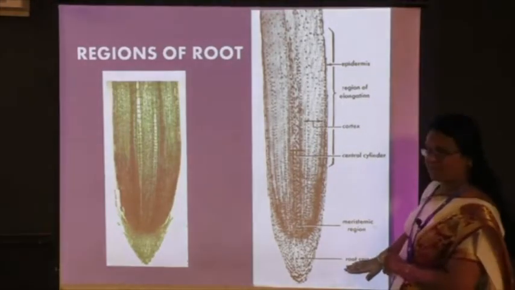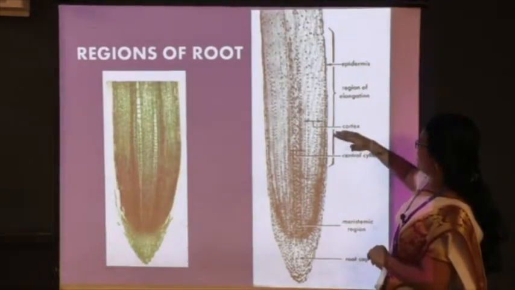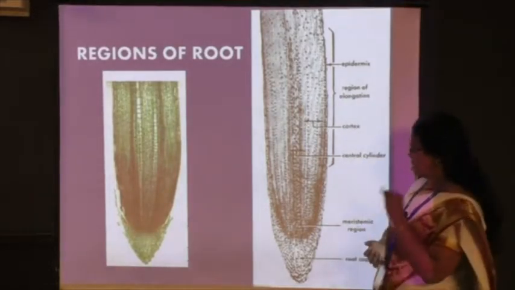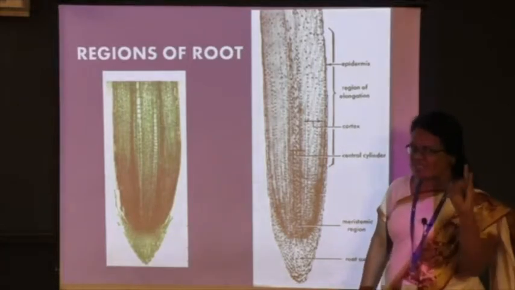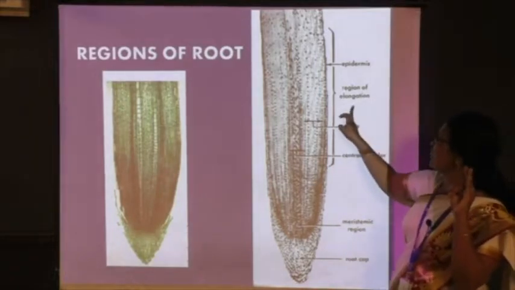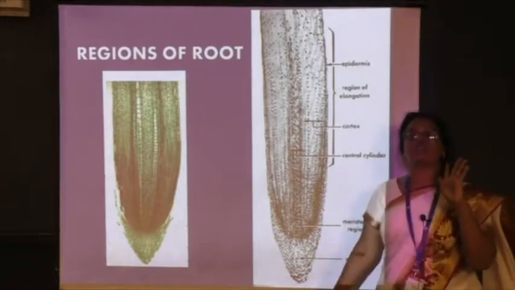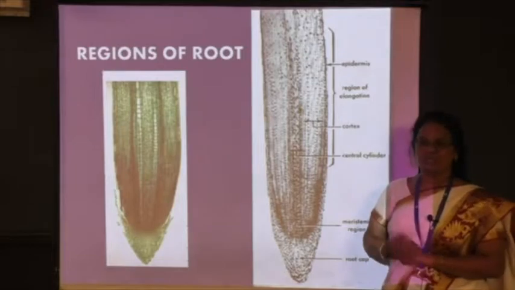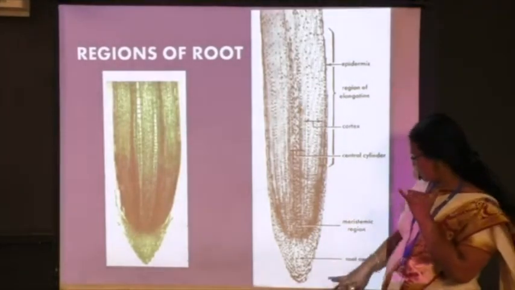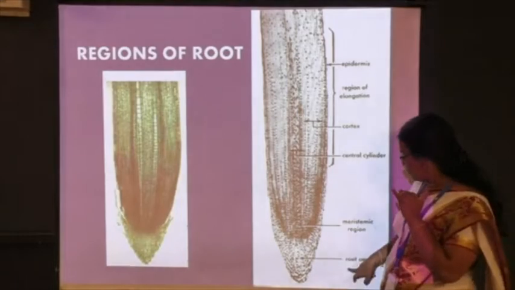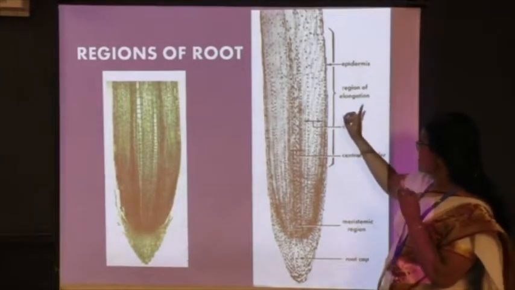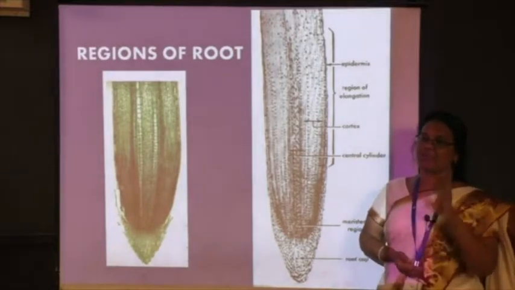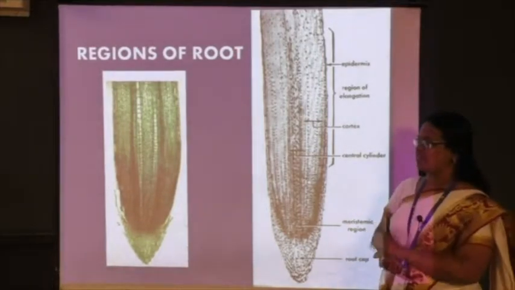That is root cap region, meristematic region, region of elongation, and region of maturation. So four important regions are there. The first one is root cap region, second one is meristematic region, third one is region of elongation, and the fourth one is region of maturation. Once again, zone of root cap, zone of meristem, zone of elongation, and zone of maturation. So these four are the important regions of the internal structure of a root.